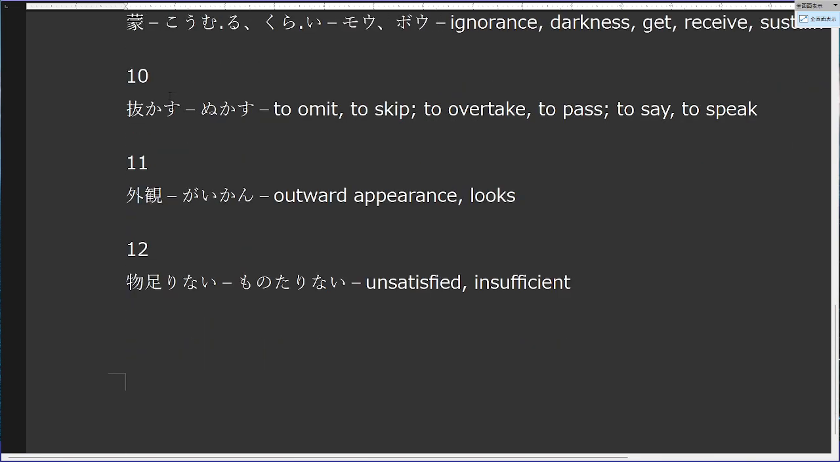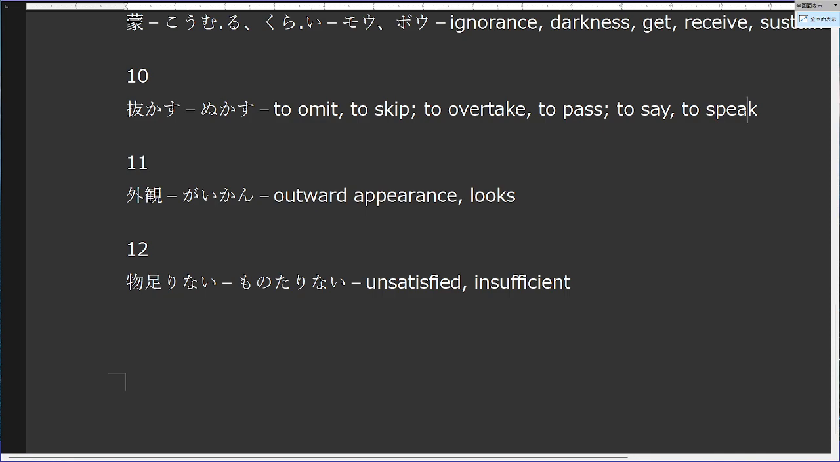Number 10 is nukasu, with our kanji for coming out of something else or bringing out of something else. We have to omit, to skip, or to overtake, meaning it was taken out of what you were looking at with omit or skip. To overtake, meaning it's taken out of the lead, I guess you could try to remember. To pass, to say, or to speak, to bring it out, if you will. Nukasu is to omit, skip, overtake, pass, or to speak. To omit or skip can also mean to speak. That's kind of hard to remember, because usually if you're omitting something, you're not also speaking it.